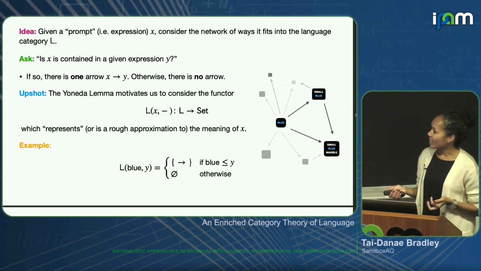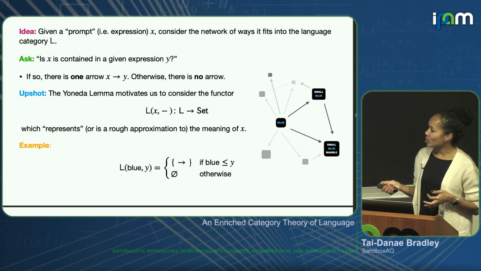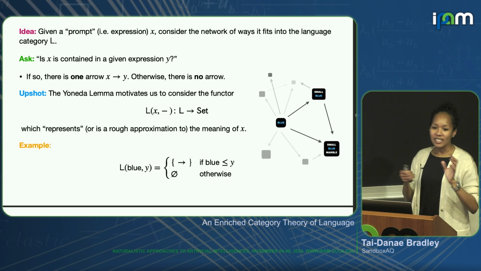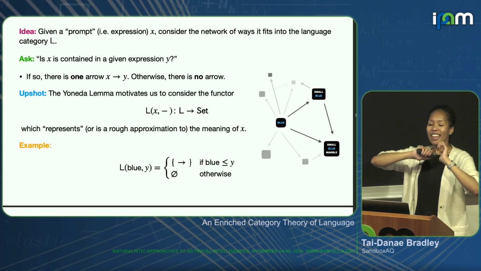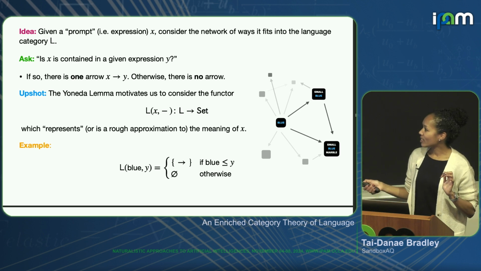So in general, the Yoneda lemma motivates us to consider representable functors associated to expressions or strings x that represent the meaning, in the sense that it's capturing everything that contains that expression in the language. So it's the category theory version of this picture that I have.